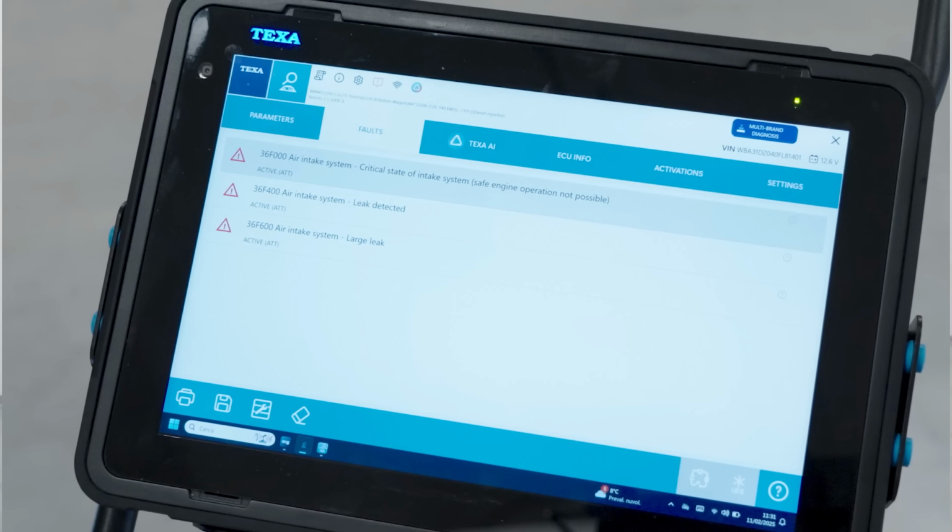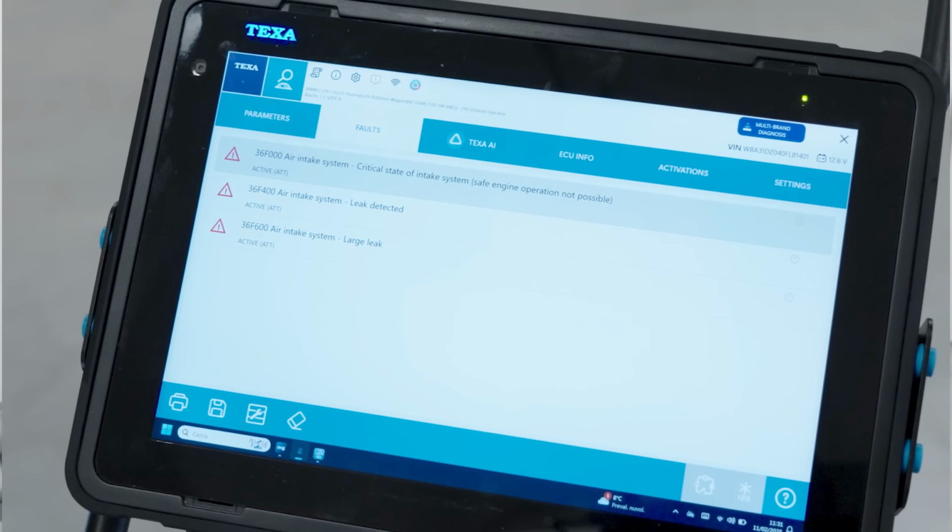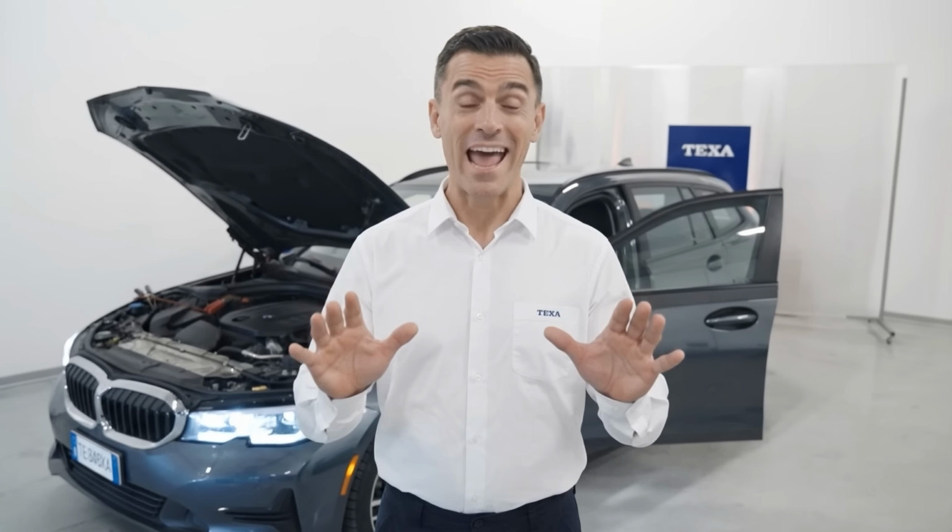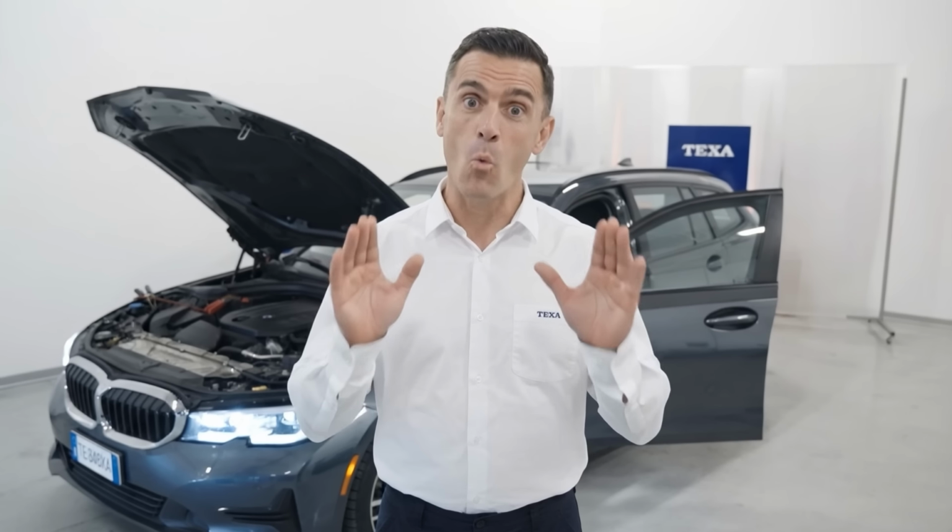You have just repaired a leak from the intake system on a BMW diesel, but these errors are still in the control unit. Wait, you cannot simply clear the error, and now I will explain why.